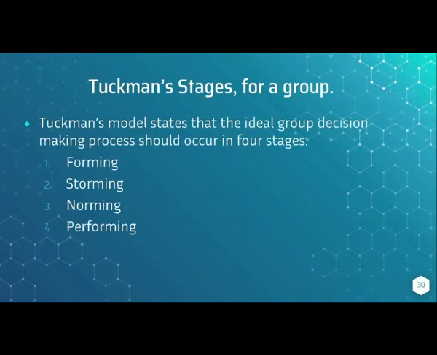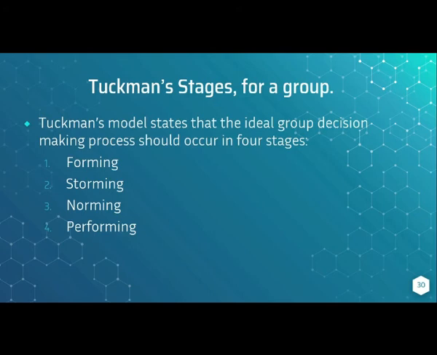Tuckman stages for a group. Tuckman's model states that the ideal group decision-making process should occur in 4 stages. We have the forming, storming, norming, and performing.